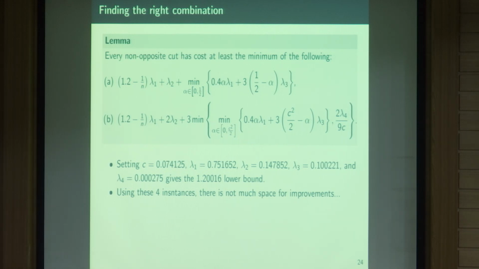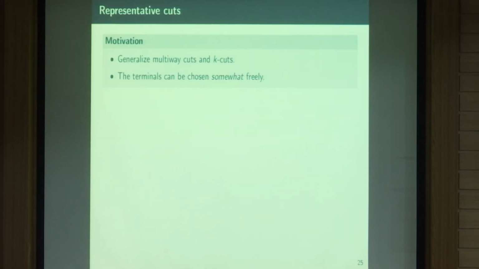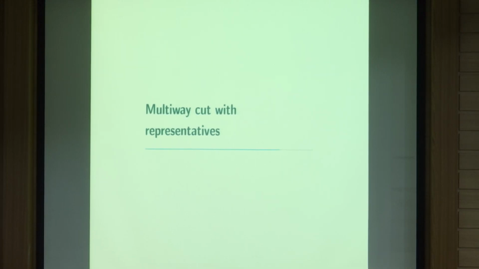But the main point is that if you can come up with other instances, even in 3 dimensions, that behave nicely against these non-opposite cuts, then you can maybe improve the bound by combining those. Okay, do I have 1 more minute? Okay. So let me mention just a possible extension of the multi-way cut problem, because this is something that we did recently.